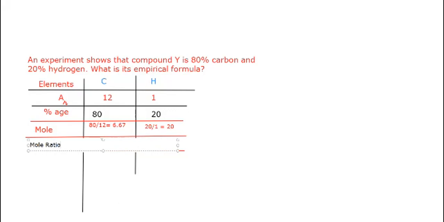Now, beta, tell me which number is smaller, 6.67 or 20? 6.67. Okay, the mole ratio means just divide all mole numbers by the smallest mole number. So 6.67 divided by 6.67 is equal to 1. Got it. Now what about hydrogen? There are 20 moles, so 20 divided by 6.67. Now tell me what is the answer here?